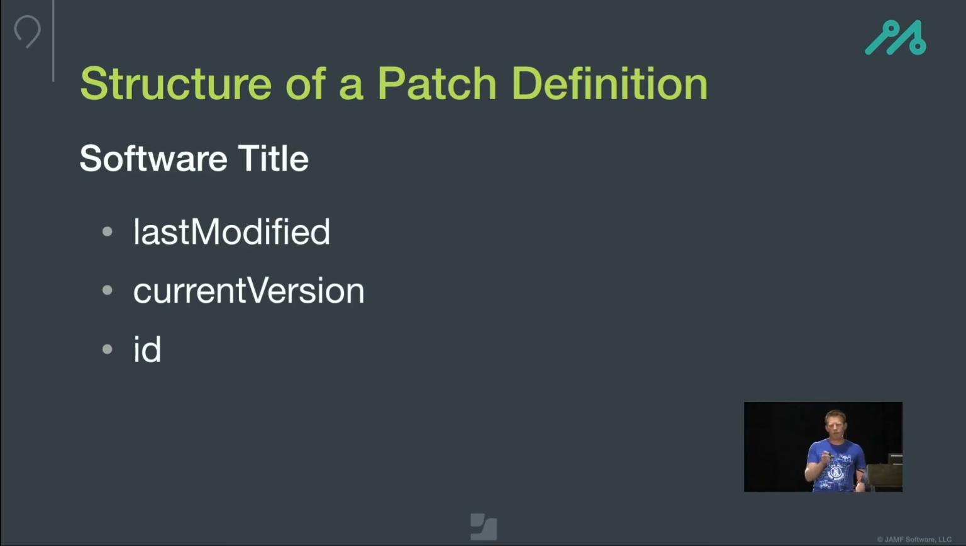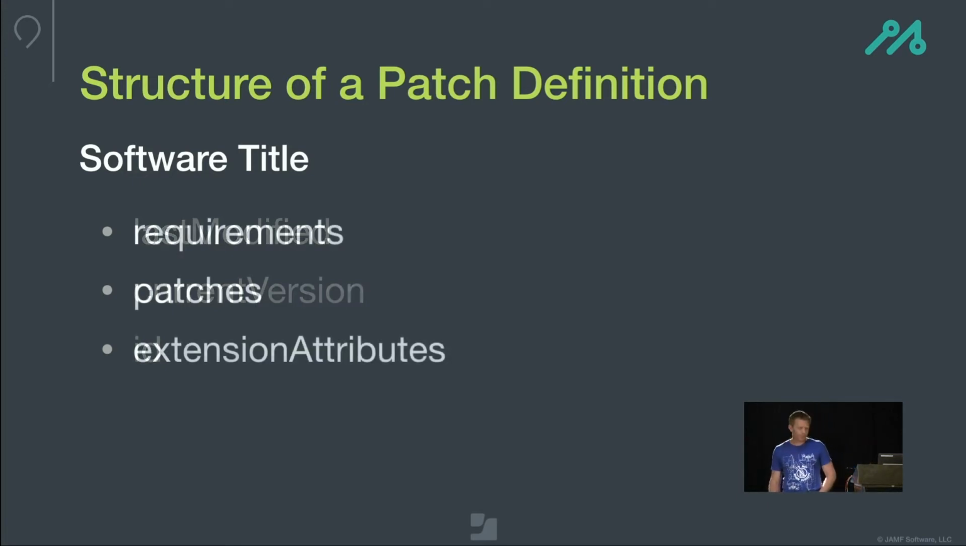So it compares the title and the last modified date. If there is a change, it will then refresh the definition from the external source. And the current version is also a reference lookup point, but it's used for the reporting component in Jamf Pro for things that are not on the latest version of the product. The software title also has some additional objects embedded in it: requirements, which is a criteria object, and we'll get to those in a bit, the actual patch objects themselves, and the extension attribute object.